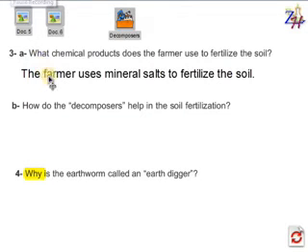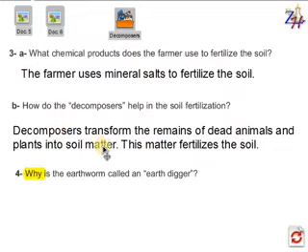How do the decomposers help in the soil fertilization? As we saw in the documents, the centipede, the bacteria, the earthworm, how do they help in the soil fertilization? We can see that decomposers transform the remains of dead animals and plants into soil matter. This matter fertilizes the soil. So they feed on the remains of dead animals and transform them into soil matter. Now, number 4.